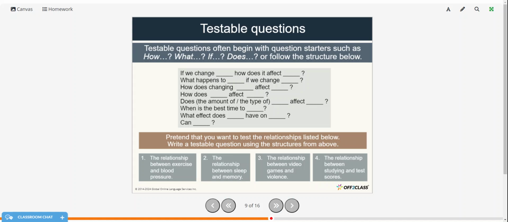The relationship between sleep and memory. So you could say, does the amount of sleep affect memory? The relationship between video games and violence. How do video games affect violence? And the relationship between studying and test scores, sorry. So what effect does studying have on test scores?